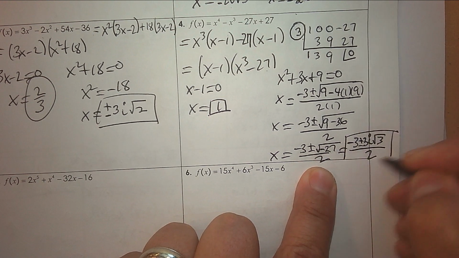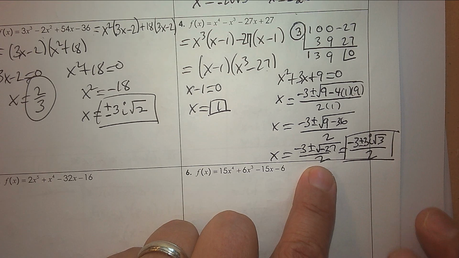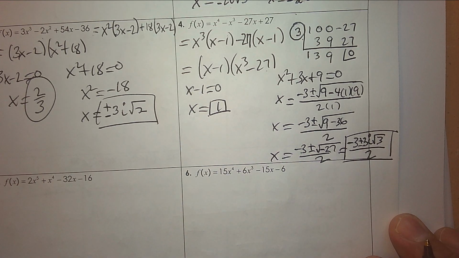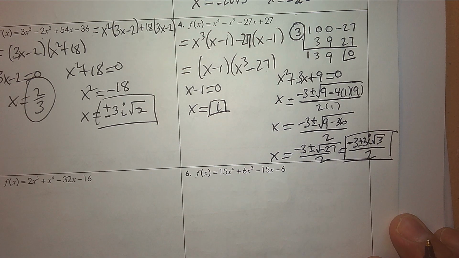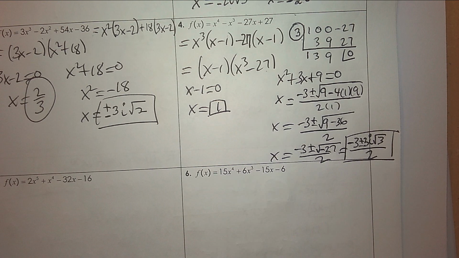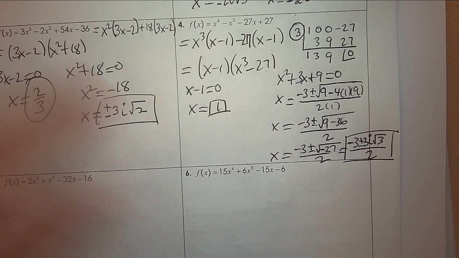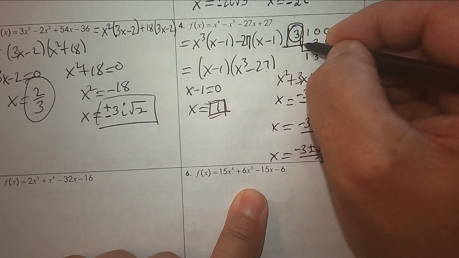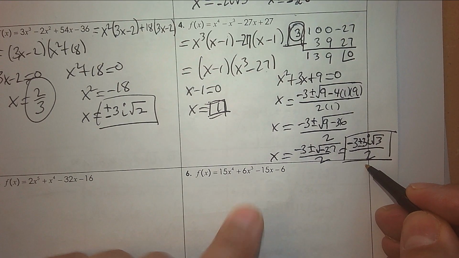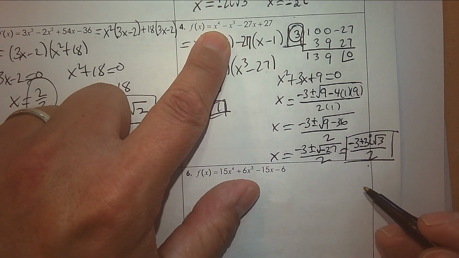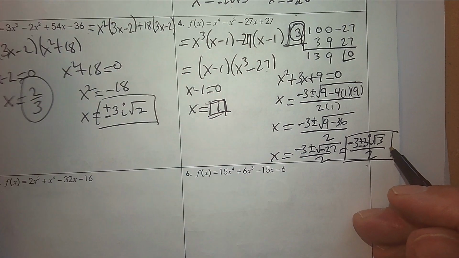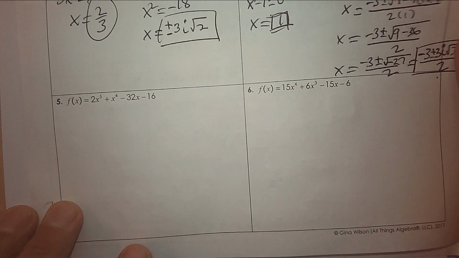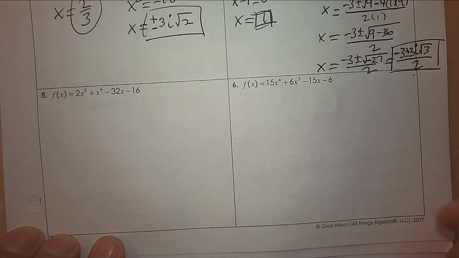So 2 complex zeros there. Negative 3 plus or minus 3i root 3 over 2, and 1, and 3. So 1, 3, and 2 complex zeros. 4 in total. And the degree is 4. All right, you try number 5. You've practiced enough. Press pause. Number 5.